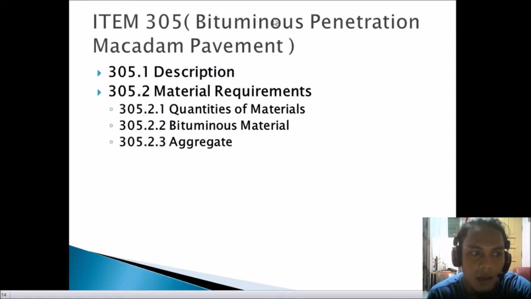Next is 305.2.2, which is the bituminous materials. The bituminous materials shall be either asphalt cement, rapid curing cutback asphalt, or emulsified asphalt, whichever is called for in the bill of quantities. It shall conform to the requirements of item 702, bituminous materials. The penetration grade number of asphalt cement and the type and grade of cutback are specified in the special provision.